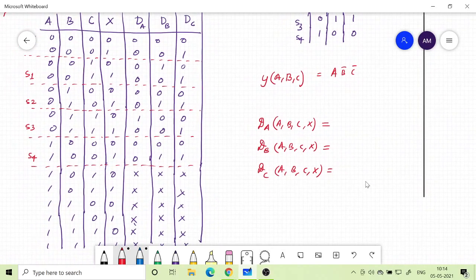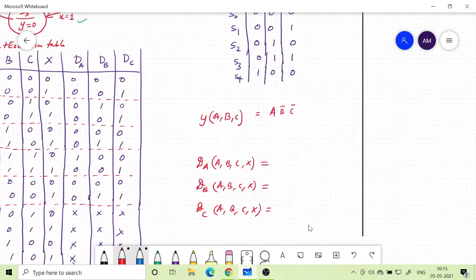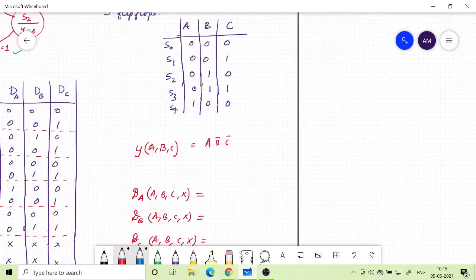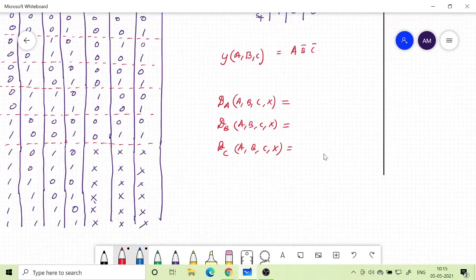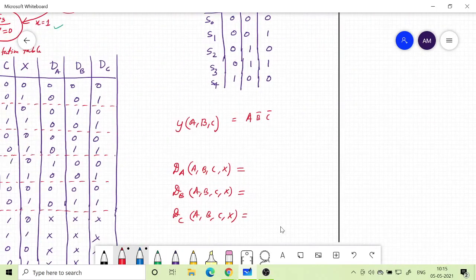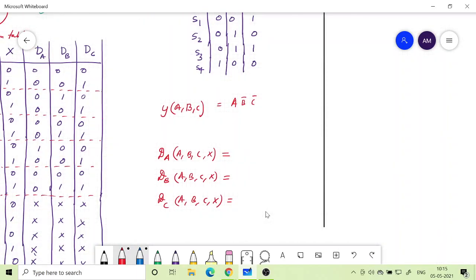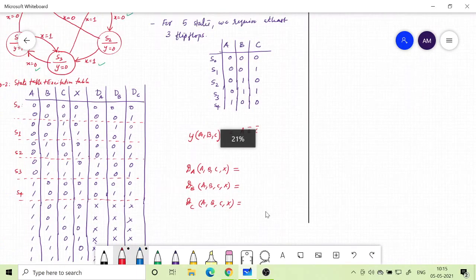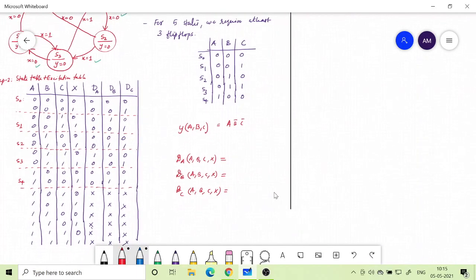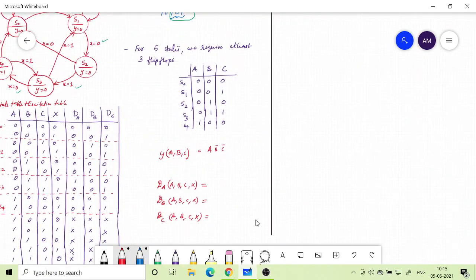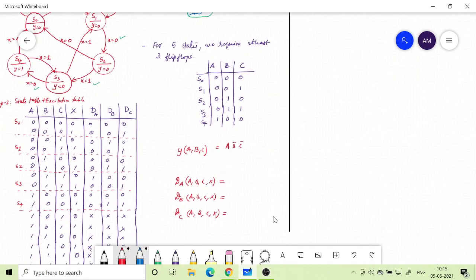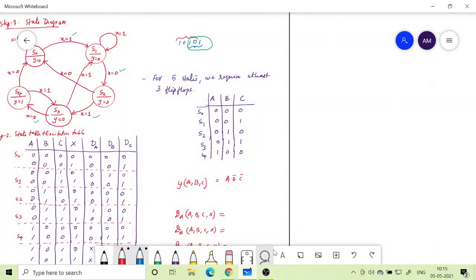So to complete it, you need to find DA, DB, DC. Let me just compress it. Okay, so let me do it with a K-map this time.